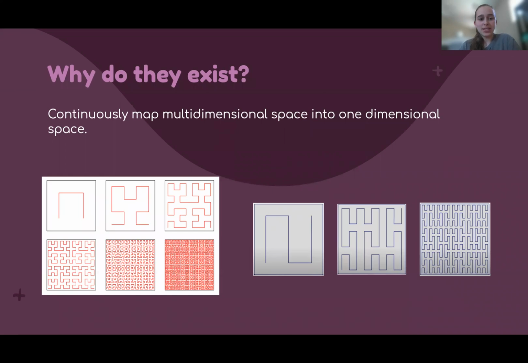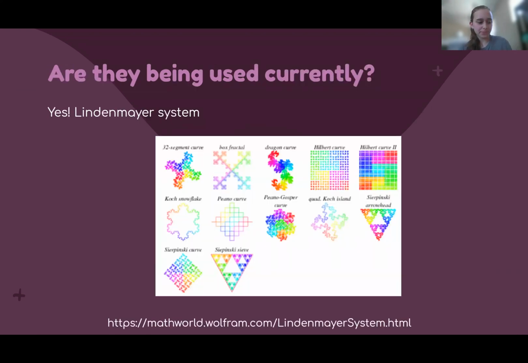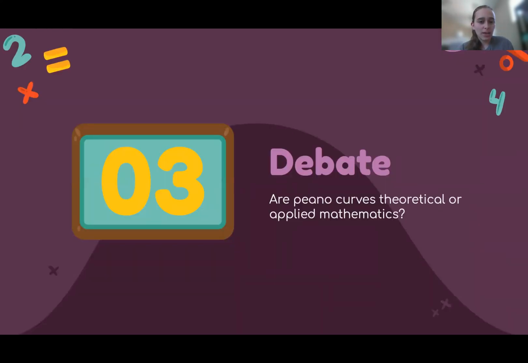So why do they exist? They continuously map multidimensional space into a one-dimensional space, and they are also part of the Lindenmayer system. They're used for multidimensional indexing, advanced coding, and generating realistic images, as well as other things that we won't get into today, but that's just some of the things that they're useful for today.